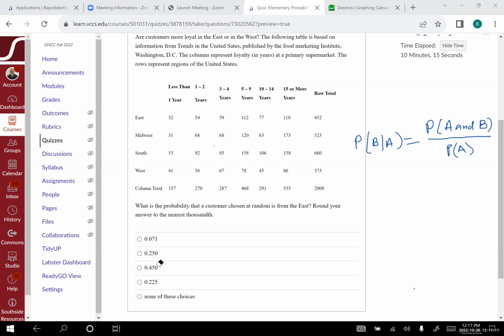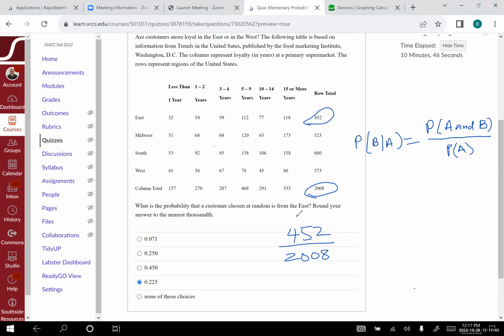All right, this one's as simple as the probability customers chosen being from the east. How many customers are from the east total in the survey? 452. There you go. And how many people in the survey total? 2008. All right, so is that what you did? I see 452 divided by 2008. Yeah, and I got the 0.225. There we go.